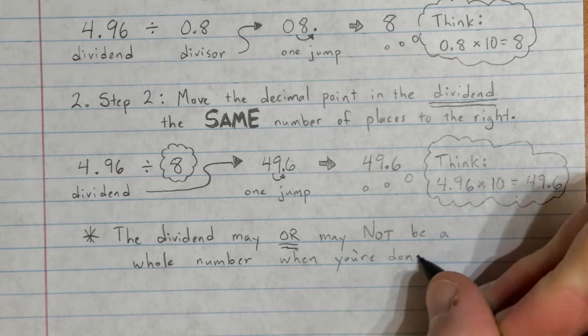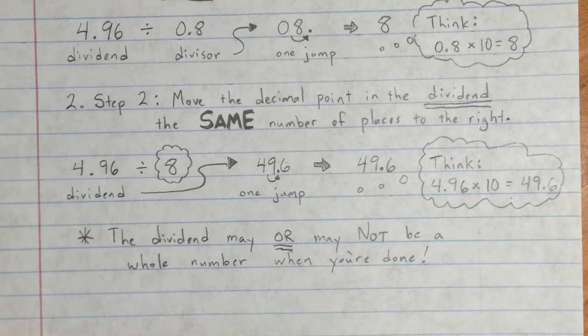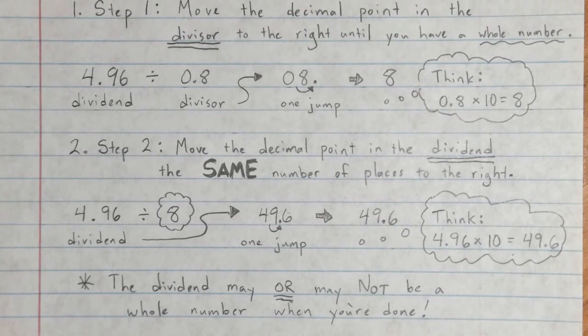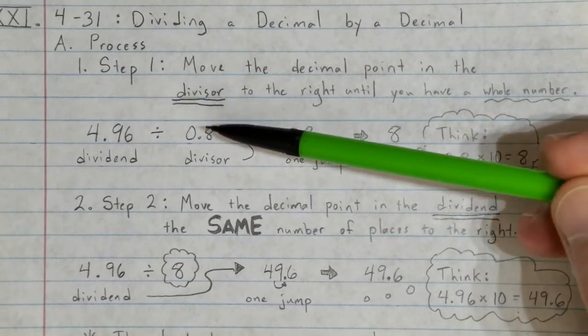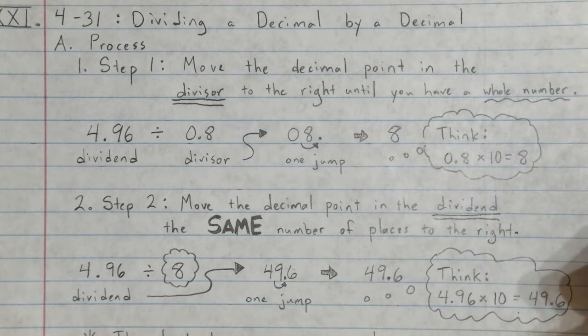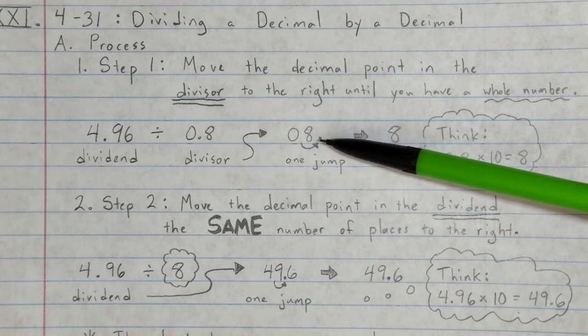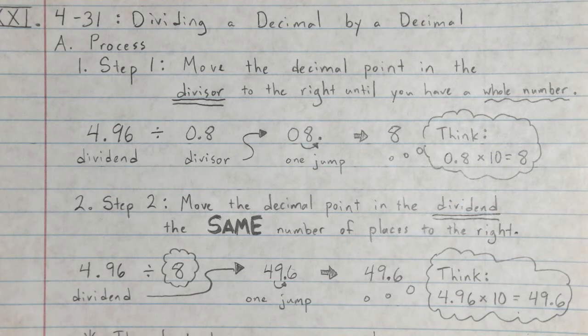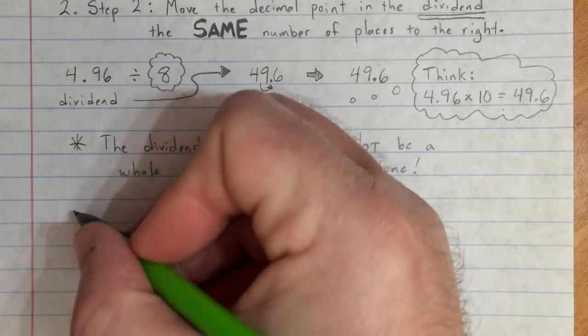Sometimes it will turn into a whole number. That's cool. Sometimes it won't. Also cool. The key, change the divisor first. Remember, this is the second number in your expression. This is the number that's going to go on the outside when I do my division hut in a moment. Change that one first. However many places the decimal point jumps to make the whole number, that's what you're going to jump on the next part too.